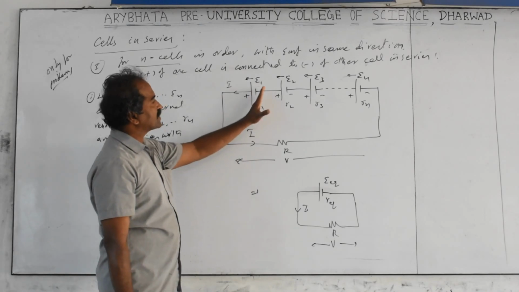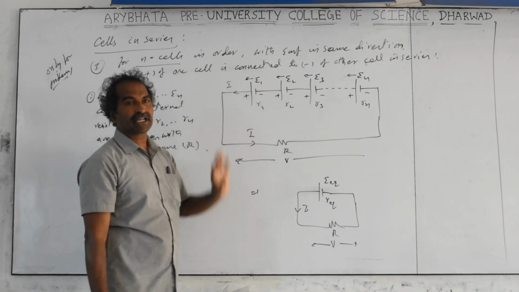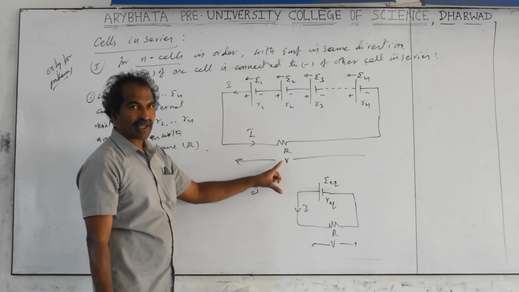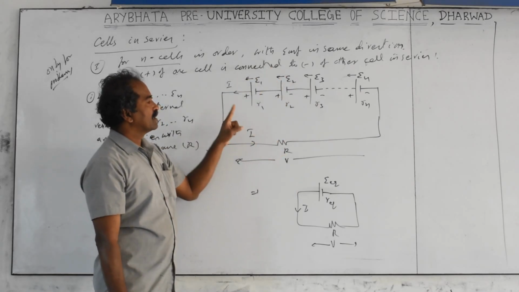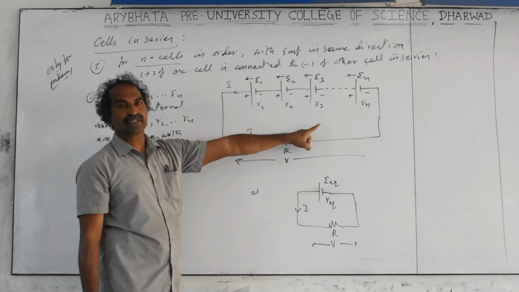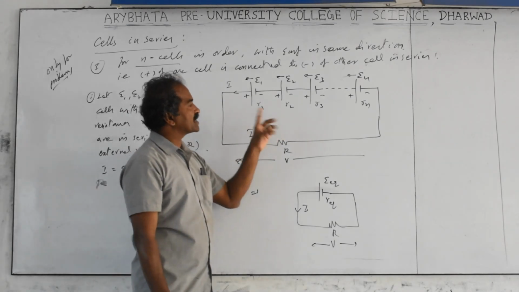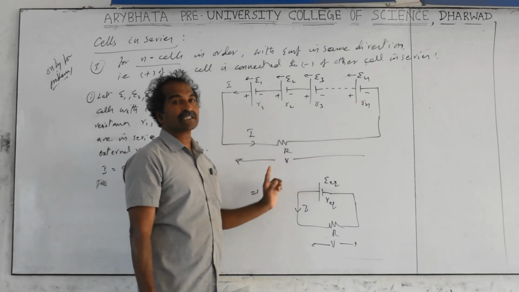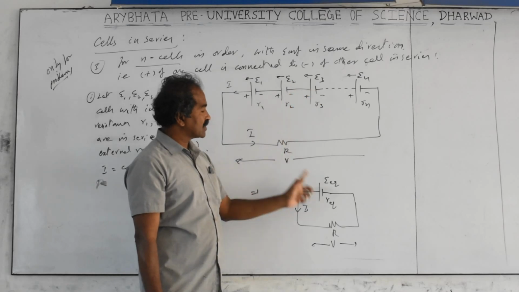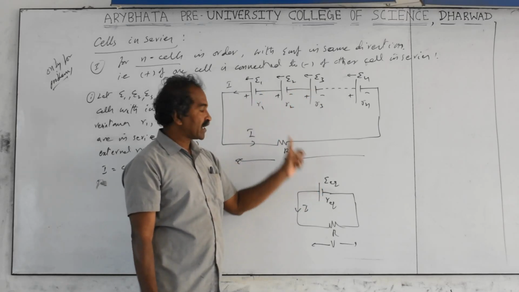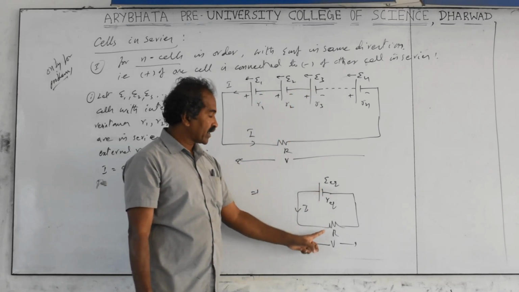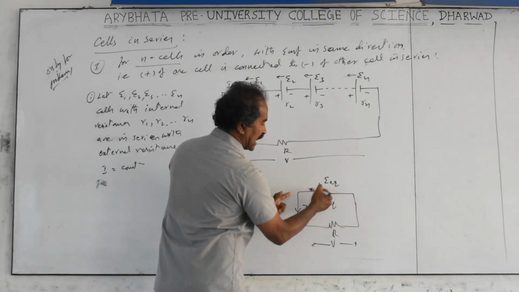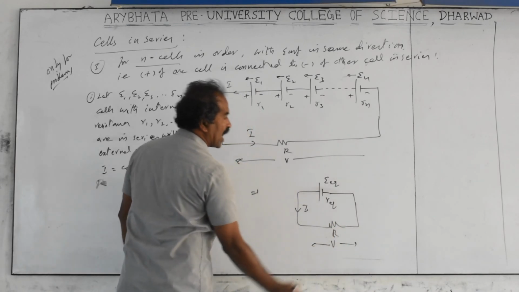The EMFs are in the same direction, so they all send current in the same direction. The series combination is connected to an external resistance R. R comes in series with the total internal resistances R1, R2, R3 and so on up to Rn. The total EMF is E equivalent and the total internal resistance is R equivalent. The voltage across the combination and the external resistance is the terminal voltage, V equal to I into R.